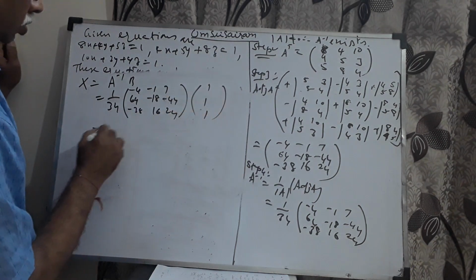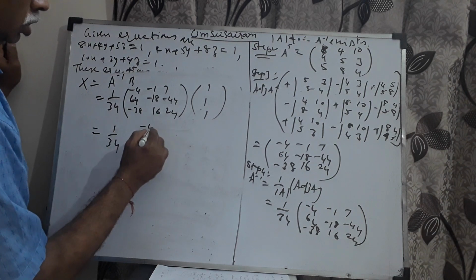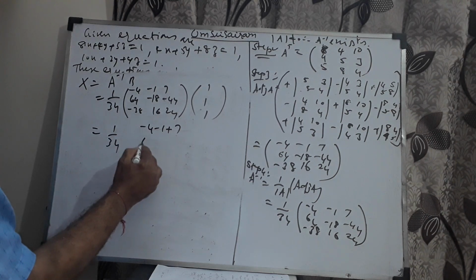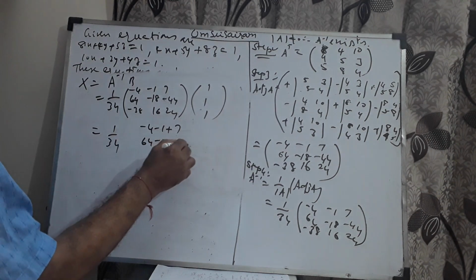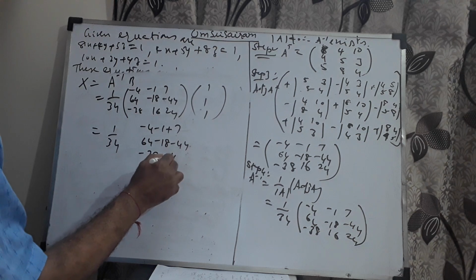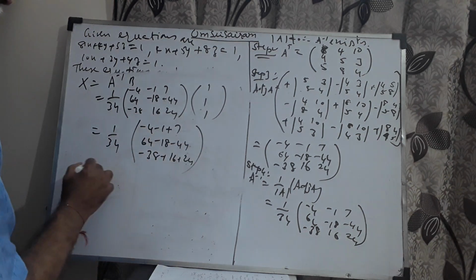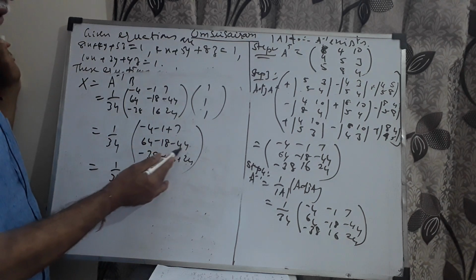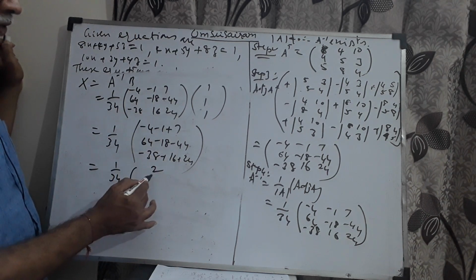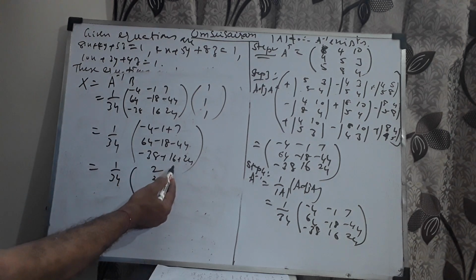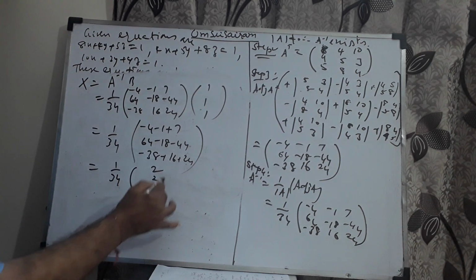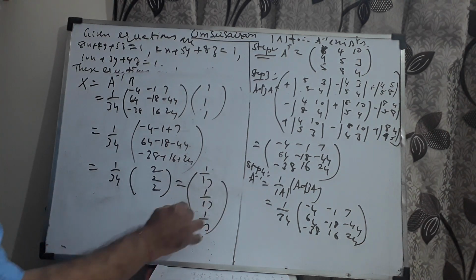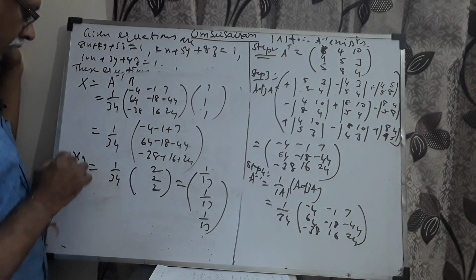Let me just multiply 1 by 34 into minus 4 minus 1 plus 7, then 64 minus 18 minus 44, then minus 38 plus 16 plus 24. This reduces to 7 minus 5, which is 2. Here 44 plus 18 is 62, 64 minus 62 is again 2. 24 plus 16 is 40, 40 minus 38 is 2. Therefore, this will become 1 by 17, 1 by 17, 1 by 17. Therefore, this is nothing but X, Y, Z equal to this much.